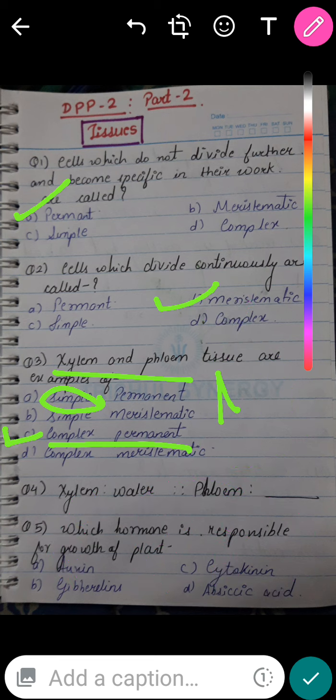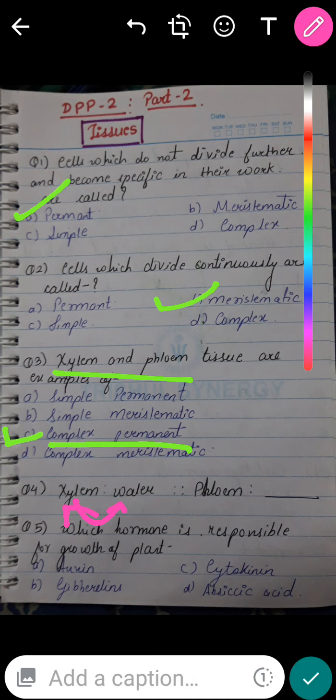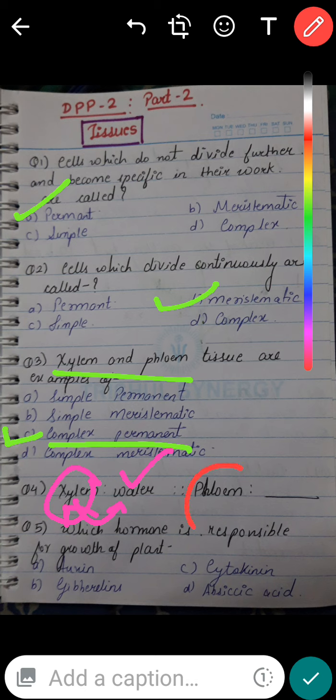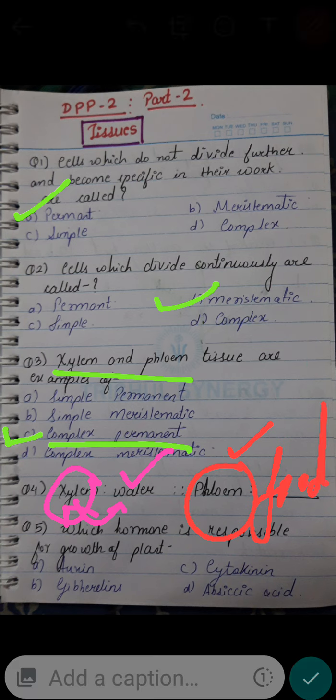Next question: xylem is to water, then phloem is to what? In this question, you have to find out the relationship between these two terms. What is the relationship between xylem and water? Xylem conducts water. So we have to find out what phloem conducts. It conducts food. So our answer should be food.